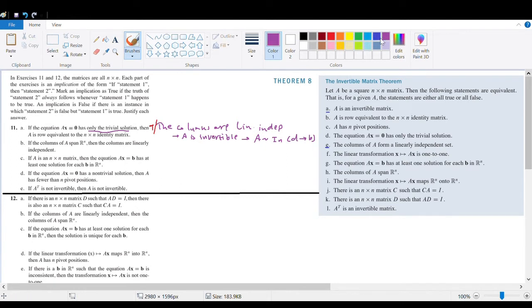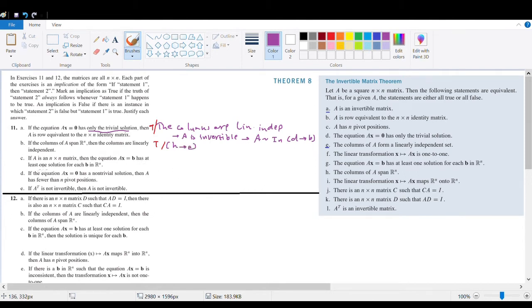Then for B, if the columns of A span Rn, then the columns are linearly independent. This one is true clearly. Here the columns of A span Rn, then we have the columns of A form a linearly independent set. So this one is true. We can say if H, then E also.